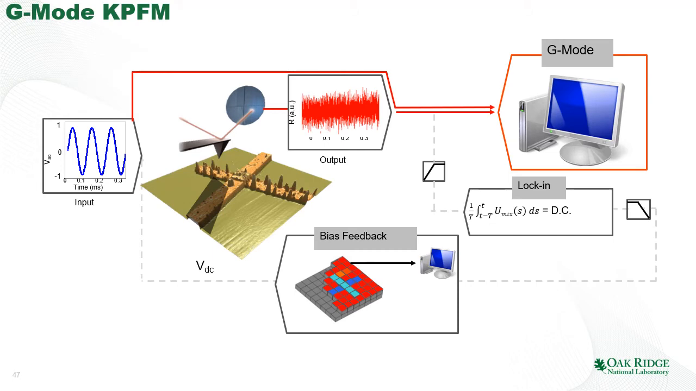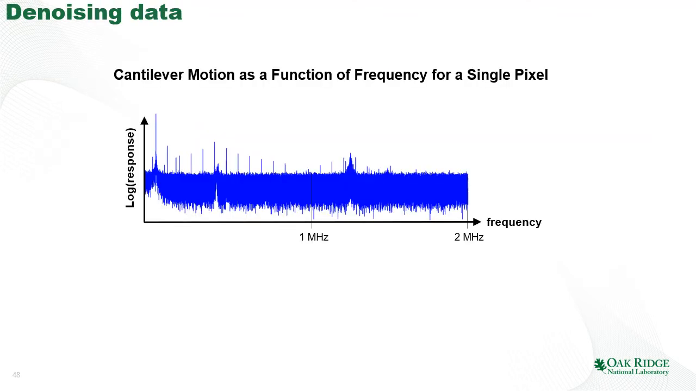The question is, how can we apply this G-mode principle to the KPFM? And the idea is very simple. Rather than driving the piezo or mechanical piezo, we apply the bias directly to the cantilever. And unlike classical KPFM, we are going to capture the full signal flowing from the detector. So what happens in this case?